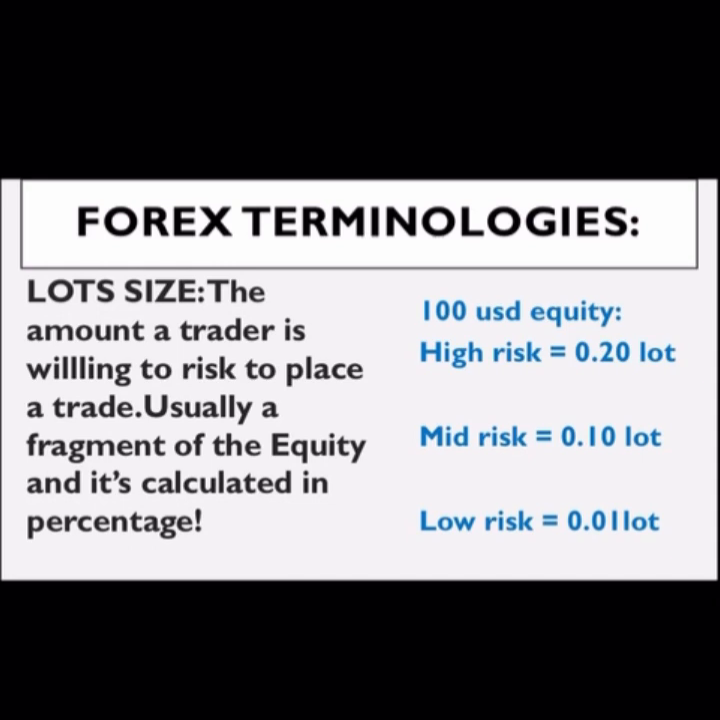I have $100 equity and I'm only taking 0.2. 0.2 means 20% of the amount, which is equivalent to what? $20 to trade. Or I am only taking 10%, which is 0.1. That's $10. I'm risking only $10. Fine. If I want to risk only $1, which is 0.01 lot size, meaning I'm using only 1% of my equity.